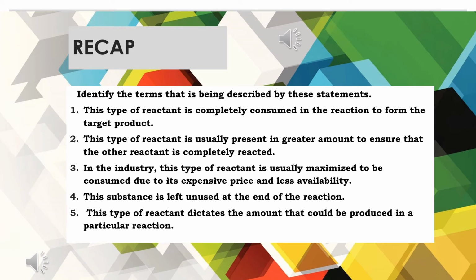Before the lesson, let us recall the concepts that you have learned in your previous self-learning modules. You have to identify the terms that are being described by these statements. 1. This type of reactant is completely consumed in the reaction to form the target product. 2. This type of reactant is usually present in greater amount to ensure that the other reactant is completely reacted. 3. In the industry, this type of reactant is usually maximized to be consumed due to its expensive price and less availability. 4. This substance is left unused at the end of the reaction. 5. This type of reactant dictates the amount that could be produced in a particular reaction.